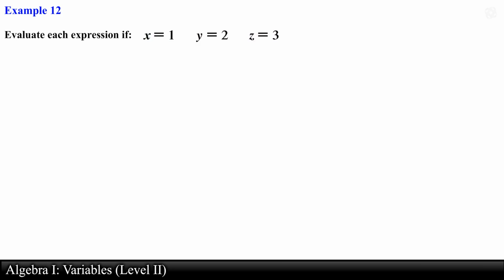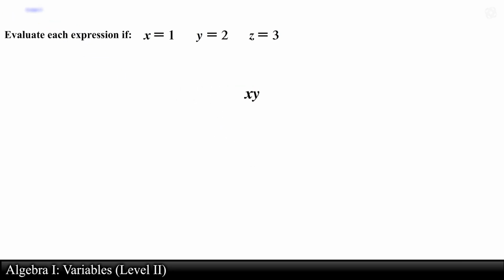Okay, so the first expression is 5x. The variable here is x, so we need to substitute x with the corresponding value. In this case, it's equal to 1. And always, we use parentheses to substitute any variables. This is going to be key as we work with more complicated algebraic expressions. So now we evaluate the expression. So 5 times 1 simplifies to 5.